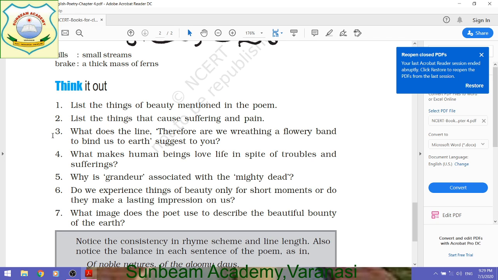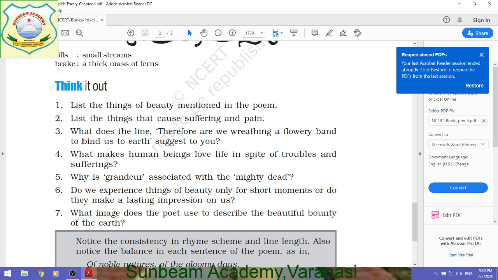Now question number 3, students, this is a very important question from the board's point of view. What does the line "therefore are we wreathing a flowery band to bind us to earth" suggest to you? There is an unbreakable bond between human beings and the earth, and it is due to the things of beauty which are present in our nature.